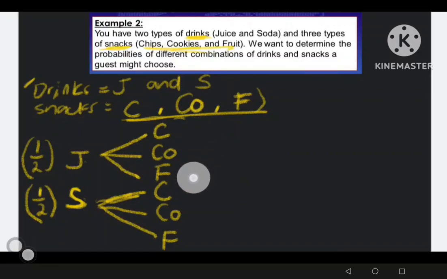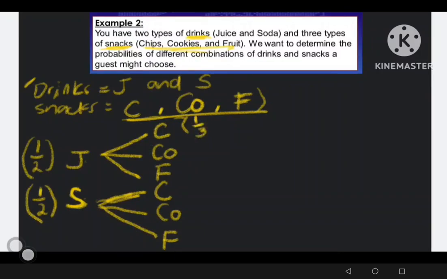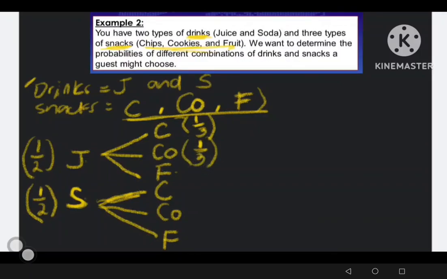What's the probability of getting chips in these given snacks? We have 1 chip, and then how many results? 1, 2, 3. So we have 1/3. The same, what's the probability of getting cookies in these outcomes here, the combination with juice? We have 1 cookie, and then 3 results, 1, 2, 3. So still 1/3. What's the probability of getting a fruit? 1 fruit, and then 1, 2, 3. Still 1/3. The same here.